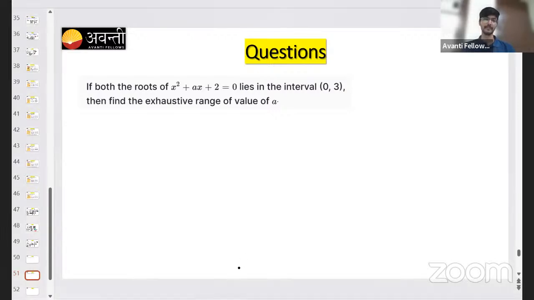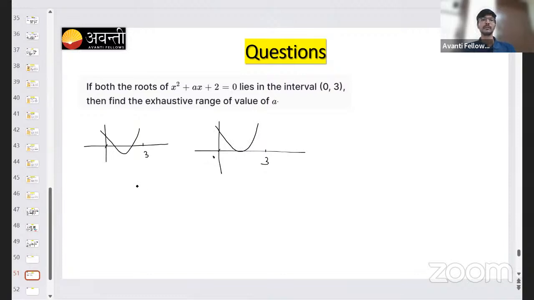चल, लेट्स सी। लाइज इन द इंटरवल। सी अगेन लीडिंग कोएफिशिएंट 1 है, मतलब पॉजिटिव है, तो हम लोग को यू शेप का ही ट्राई करना है। सो ये रहा 0, ये रहा 3। तो दोनों रूट 0 और 3 के बीच में है। तो या तो ऐसा बनेगा, या तो ऐसा। करेक्ट। लाइज इन द इंटरवल 0 to 3 if both roots lies in the interval.